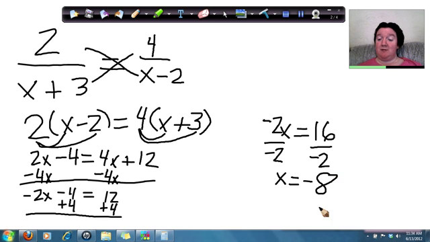Again, don't be led astray by the fact that there are two answer boxes. This particular equation only has one answer. Let's look at our next example.